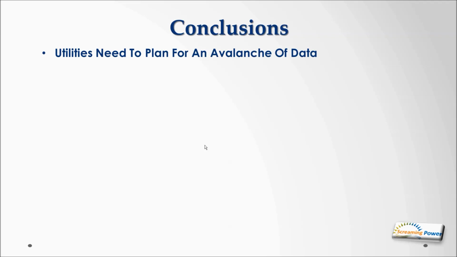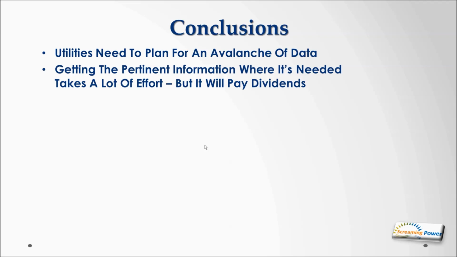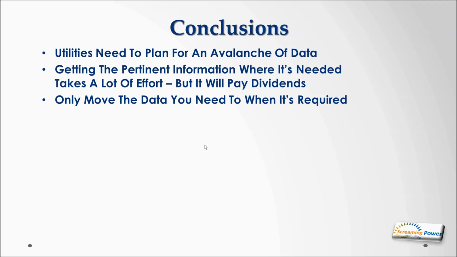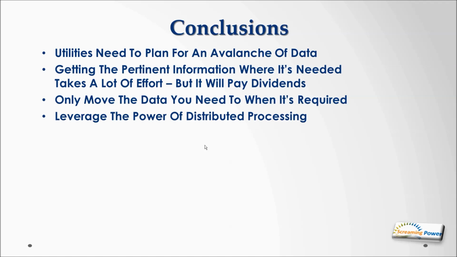Firstly, the utilities need to plan for an avalanche of data, and they have to make use of that data and turn it into pertinent information and deliver it to where it's needed. It will take a lot of effort, but in the end it will pay dividends to all stakeholders. We looked at the need to move data only as and when it's required to keep the load off the systems. So we need to leverage the power of distributed processing.